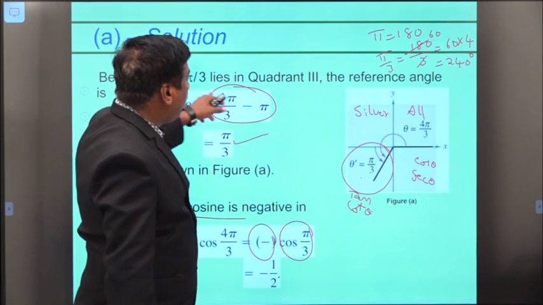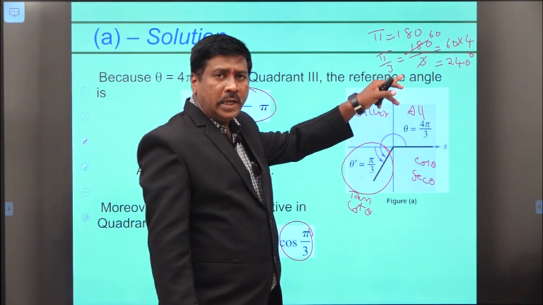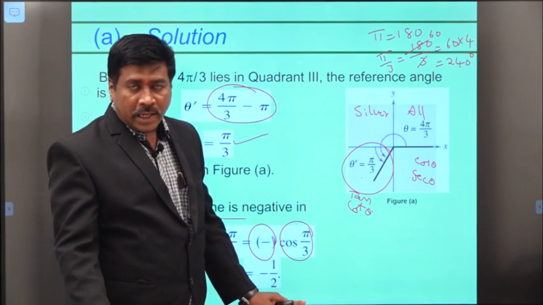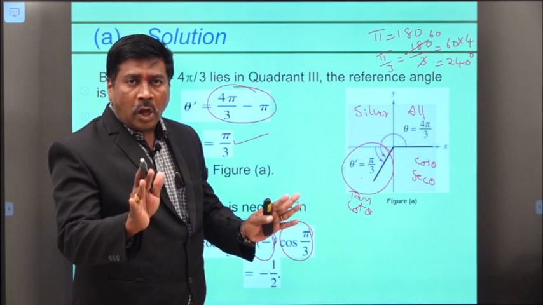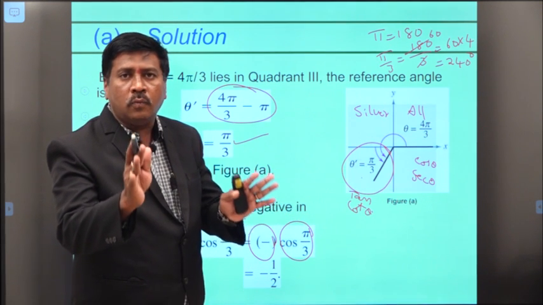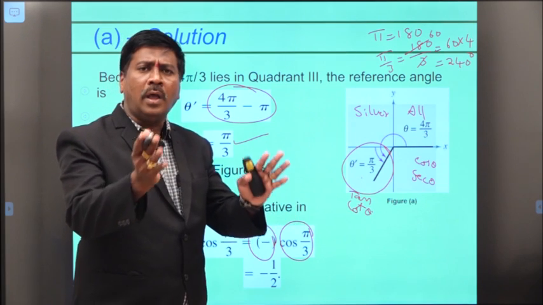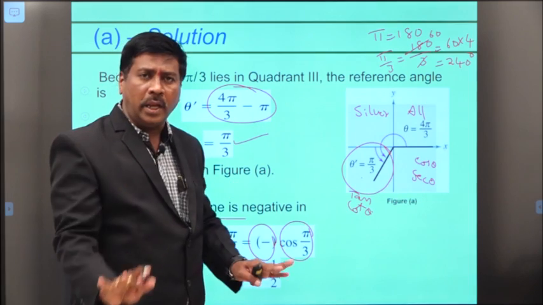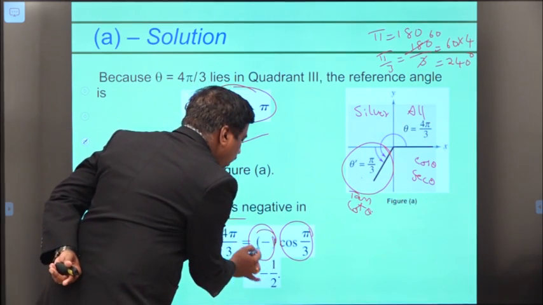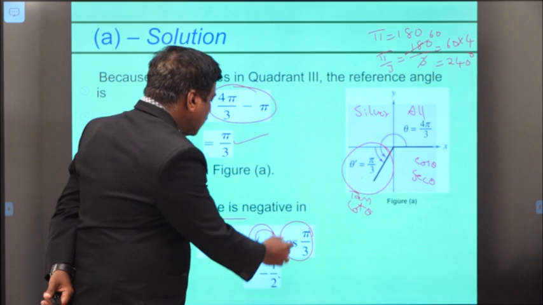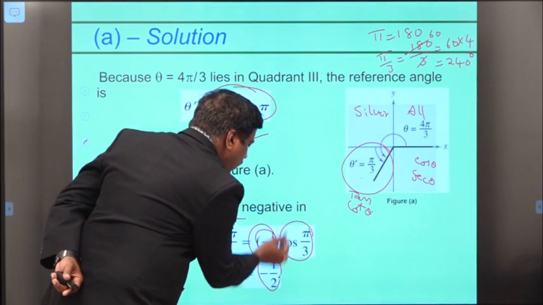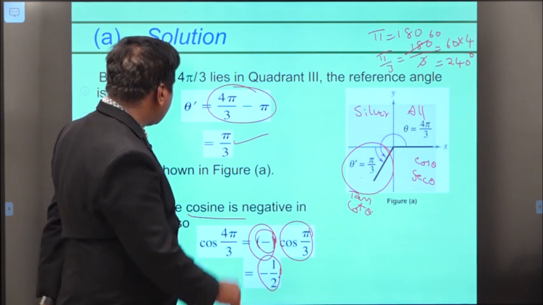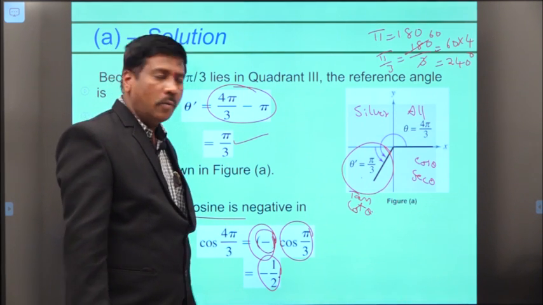4 pi by 3 is nothing but 240 degrees. The 240 degrees lies in the third quadrant of the coordinate plane. That is why only the trigonometric ratios tan and cot are positive. Whatever other trigonometric ratios are present, we have to consider them negative. That is why I have to take this value as negative. Now, cos 60 degrees is equal to 1 by 2. You should already know that. So that is equal to minus 1 by 2. By using this, I can easily find the value for cos 4 pi by 3.